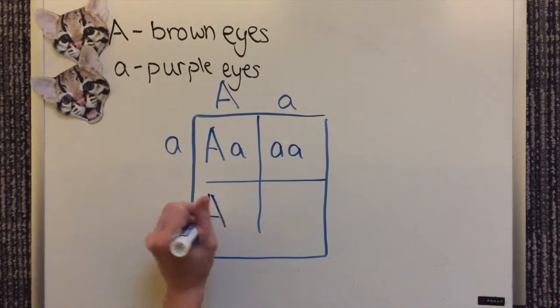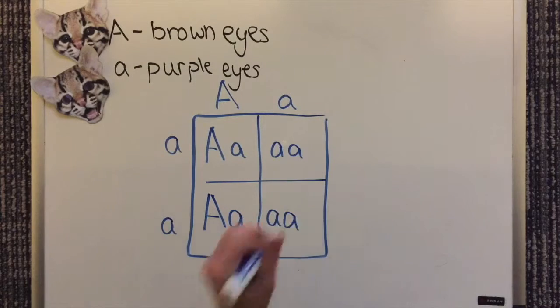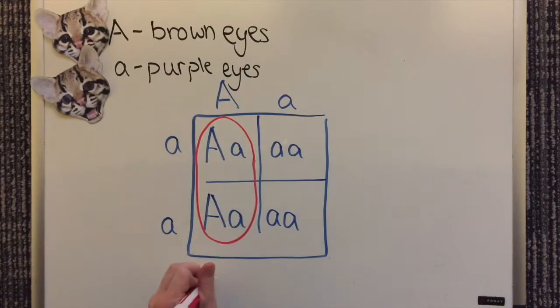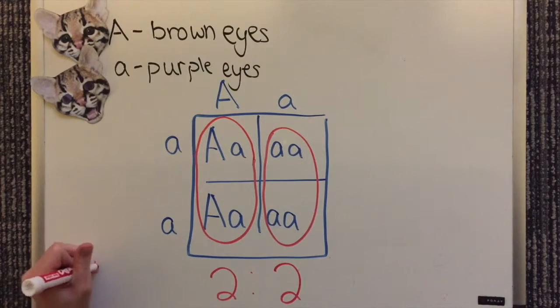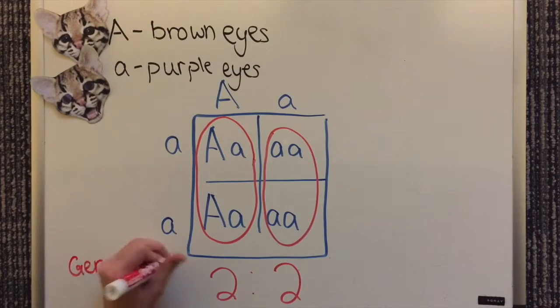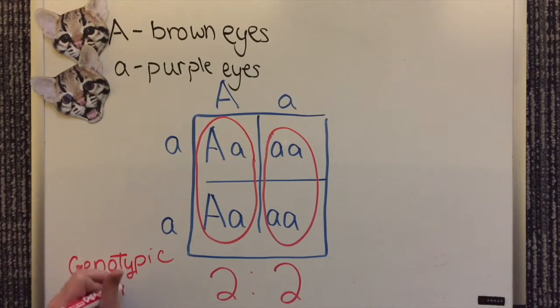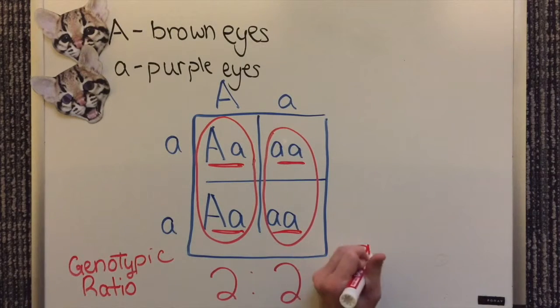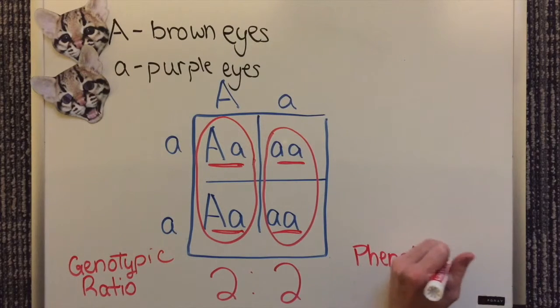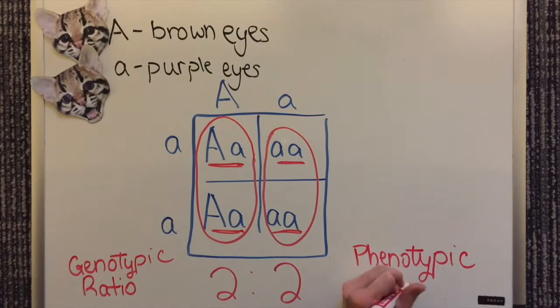First, we have ocelot 1, heterozygous with brown eyes. Next, we have ocelot 2, a homozygous recessive purple-eyed ocelot. Lining up their genotypes like this, we can then easily see the products of each potential combination of alleles. Examining the products of our cross, we can see that the ratio of heterozygous to homozygous is 2 to 2, meaning that there's a 50% chance that these ocelots' offspring will be heterozygous and a 50% chance that they will be homozygous recessive. What does this mean in terms of phenotypes? Looking at our predicted genotypes, there is an equal chance that the offspring will have purple and brown eyes.